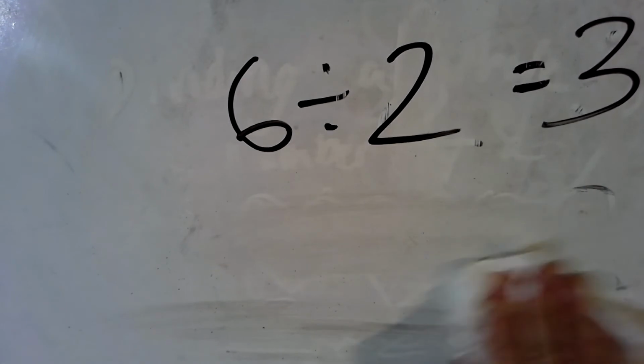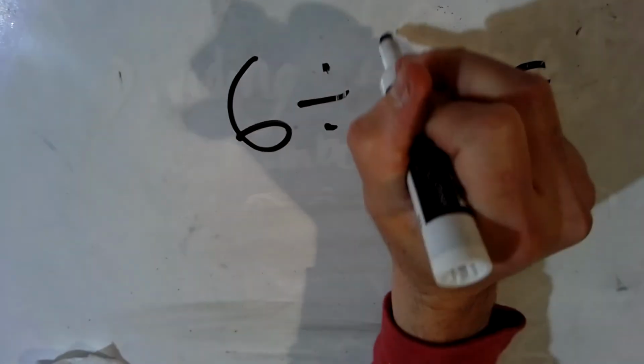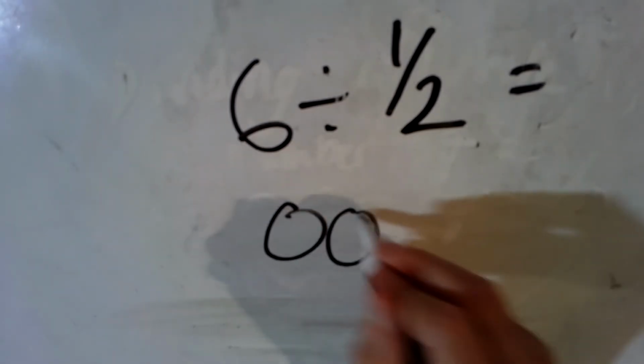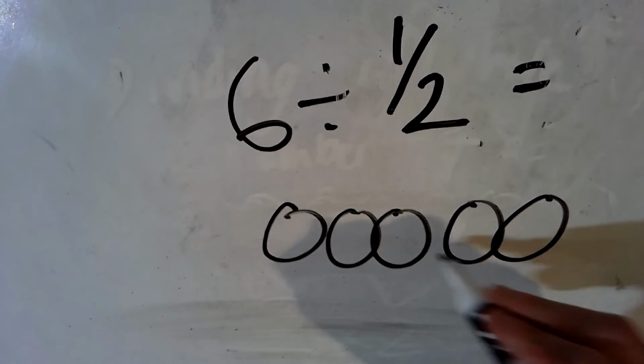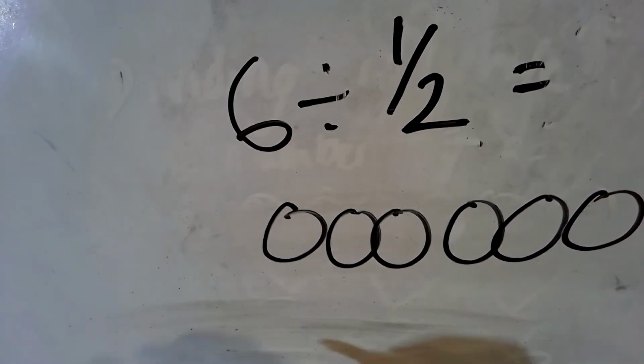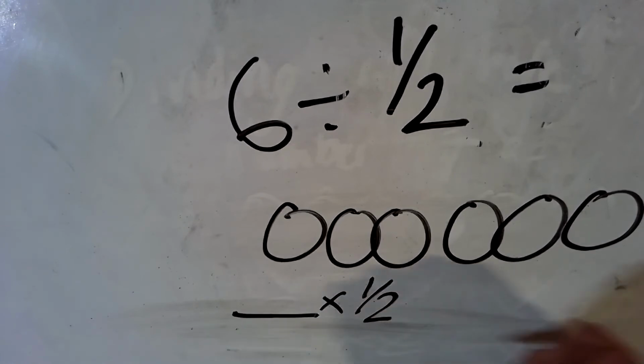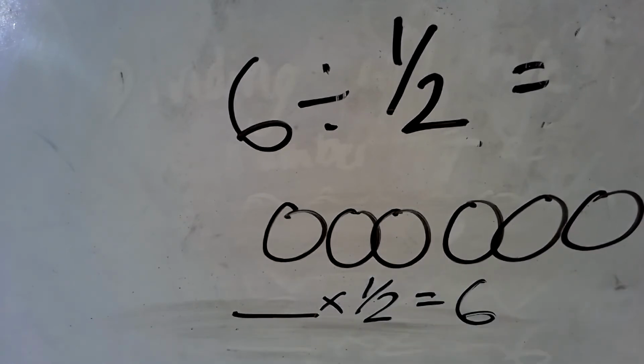Let's take that same line of thinking with division. 6 divided by 1/2, I mean. We've got our 6 pies, 1, 2, 3, 4, 5, 6. And if I ask myself, how many groups of 1/2 are there in 6? How many halves are there in 6?